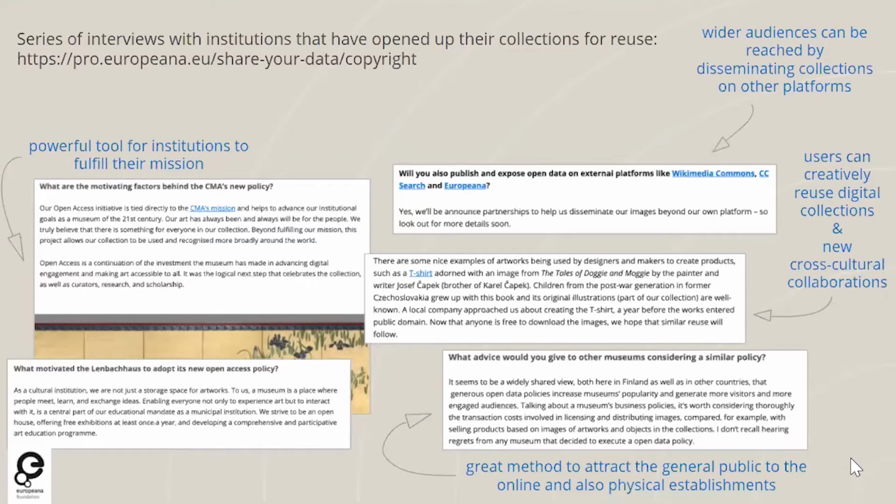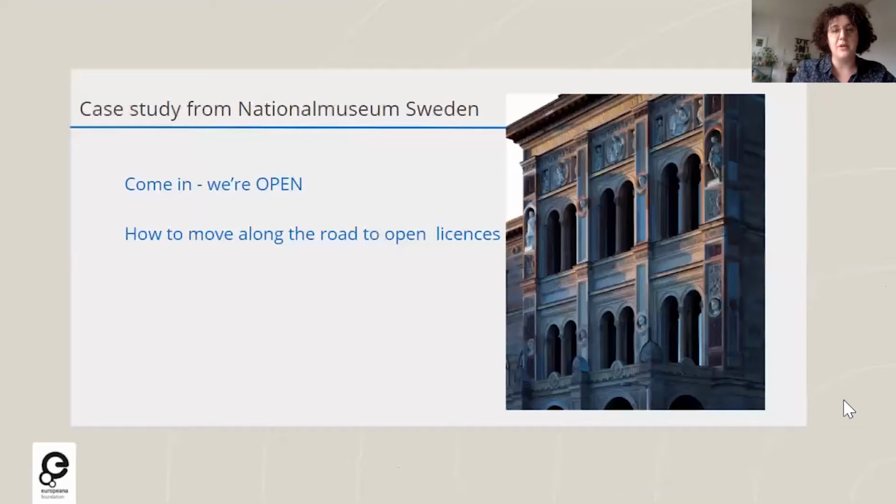But overall, all these institutions report that they feel that the benefits of embracing Open GLAM methodology outweigh the perceived risk of opening up. And I'm really glad that we have Karin with us today, and she will tell you a bit more about her own experience and experience of National Museum when they embraced Open GLAM.